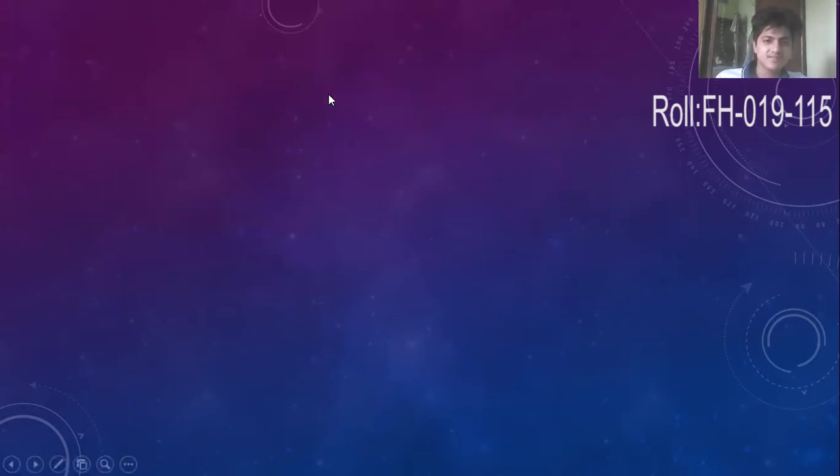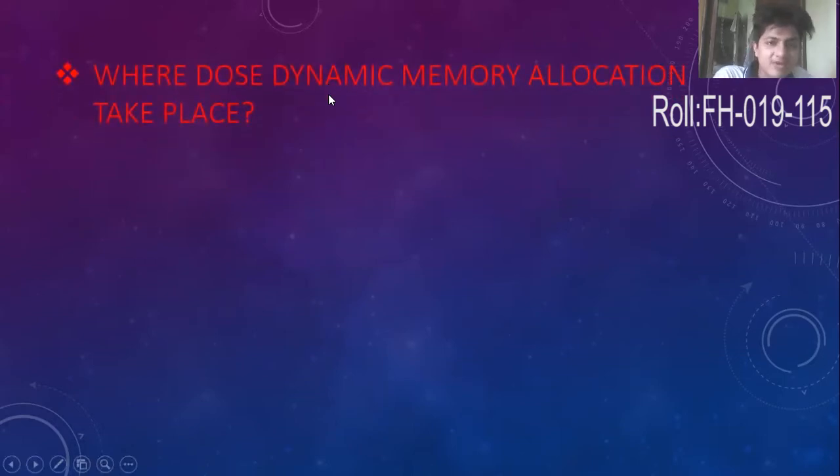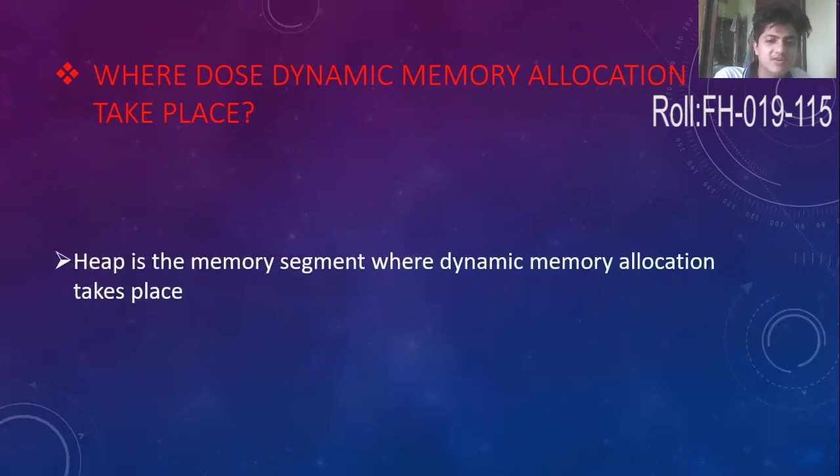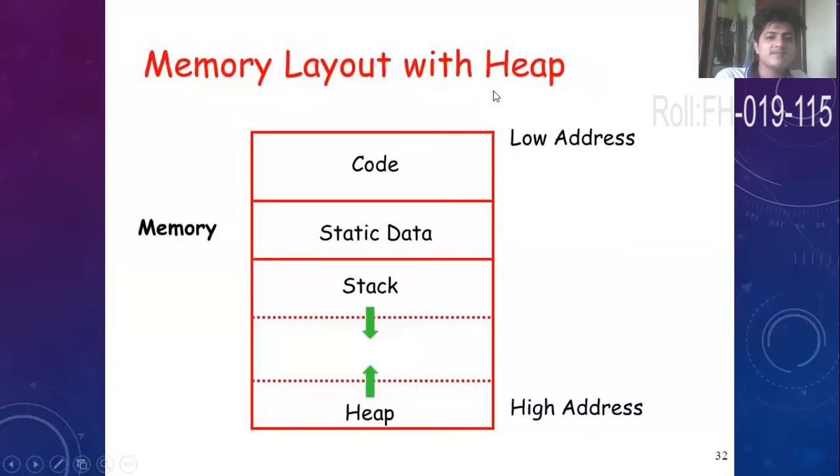Then, when discussing dynamic memory allocation, a question arises: where does dynamic memory allocation take place? Here is the answer. Heap is the memory segment where dynamic memory allocation takes place. Here we can see a memory layout with the heap. It goes from low address to high address. Here we can see different segments of memory: first code, then static data, stack, and heap. Heap is the memory segment where dynamic memory allocation takes place.